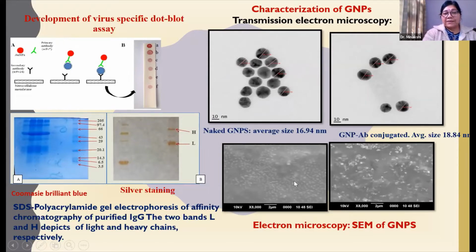And in the SEM also, you can see the change in the structure of these nanoparticles, aggregation of the nanoparticles. And before conjugation, we have to purify the proteins. This is the picture showing the purification of the protein by SDS-PAGE, and you can see here the light and heavy chains of the immunoglobulins.